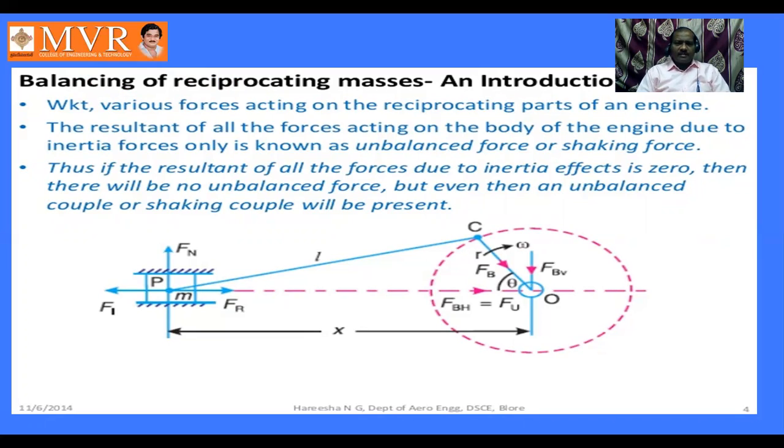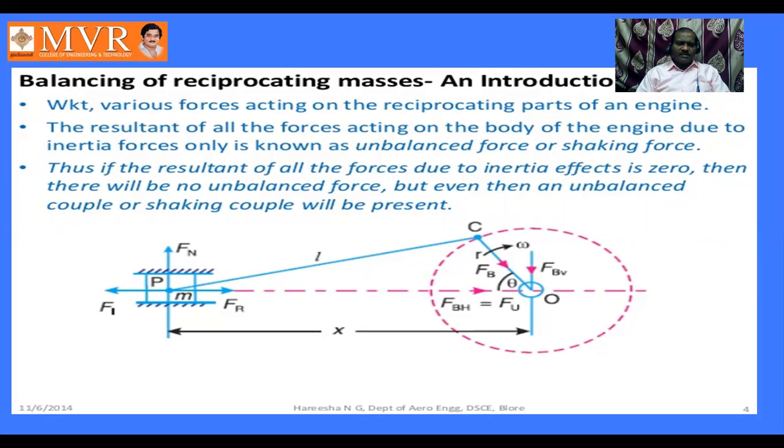So by this slide you have derived 3 points. First one is the forces acting on the engine. It may be a rotary engine or reciprocating engine. Those forces are the reason for creating the unbalanced state of a body.